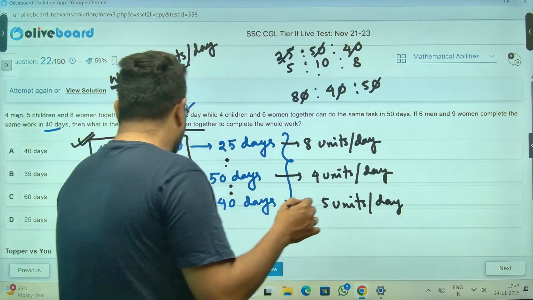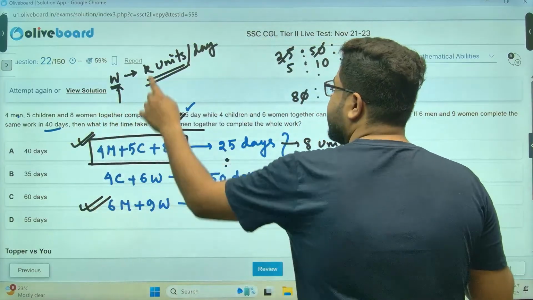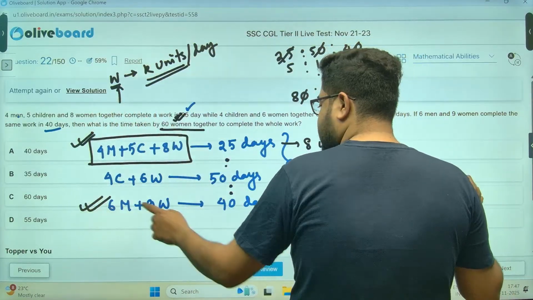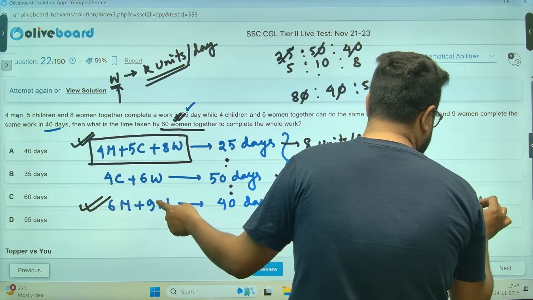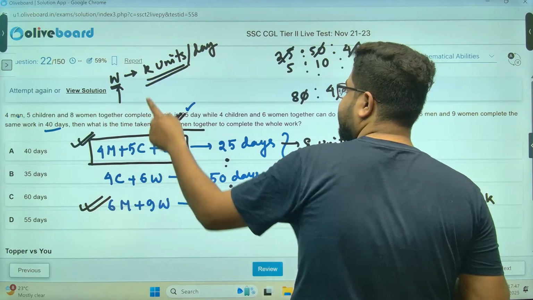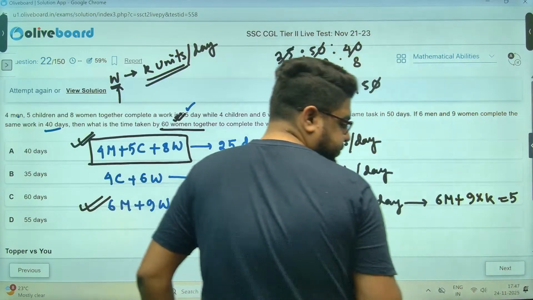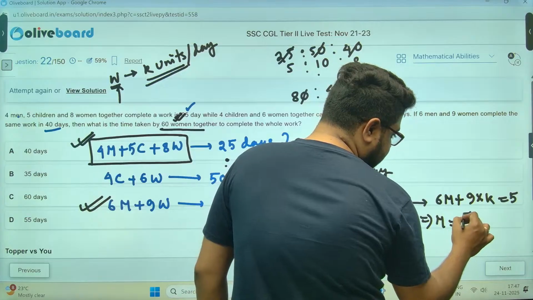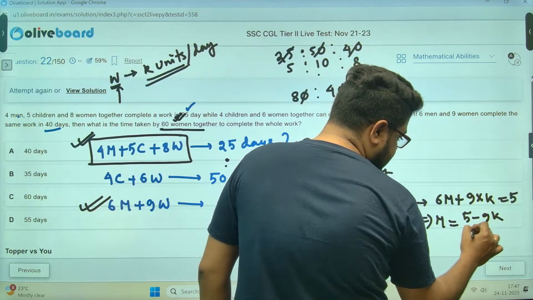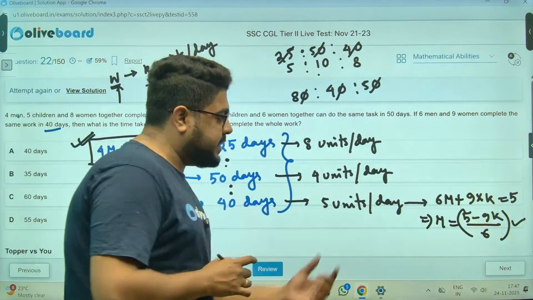First, sir, man's efficiency, let's figure out in terms of K. So total 6 man plus 9 woman. 9 woman means 9 into K, sir, because every woman's efficiency is K. That is equal to 5 units. So what I can do, M will be 5 minus 9K divided by 6. This is the efficiency of every man.